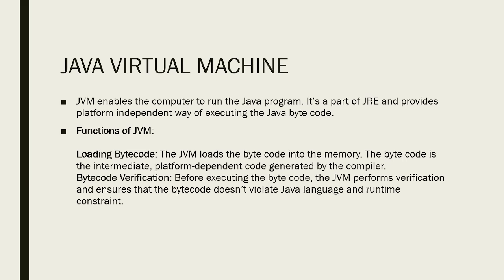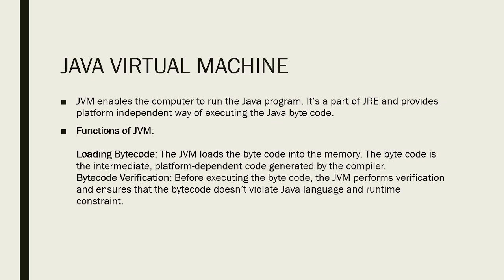JVM provides the main concept of platform independence in Java by executing the Java bytecode. It is executing the bytecode, not the source code. JVM always executes the bytecode. What are the functions of JVM? JVM first loads the bytecode. If we give any bytecode to the JVM, it first loads it into memory.